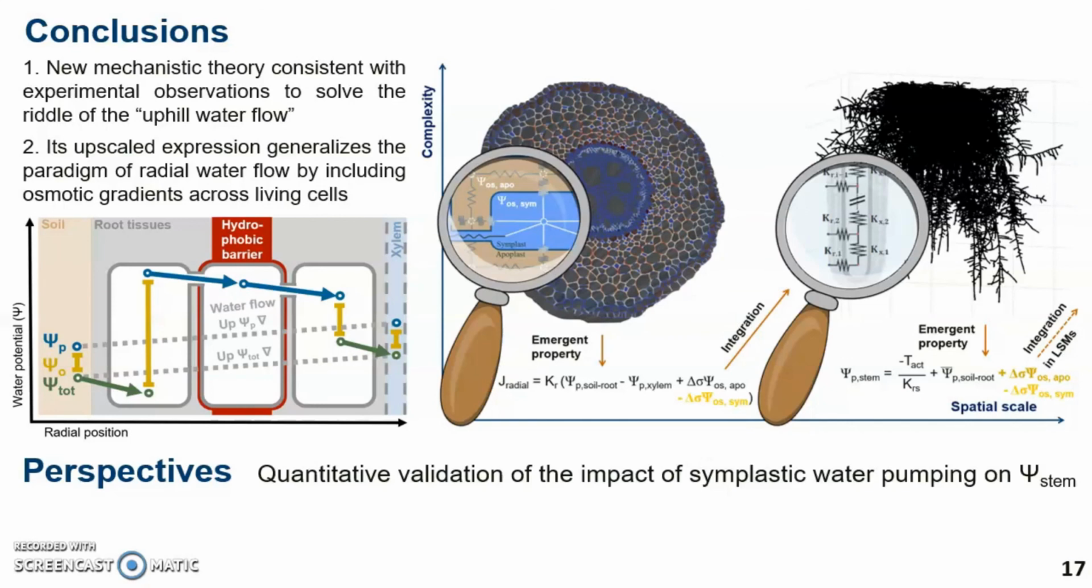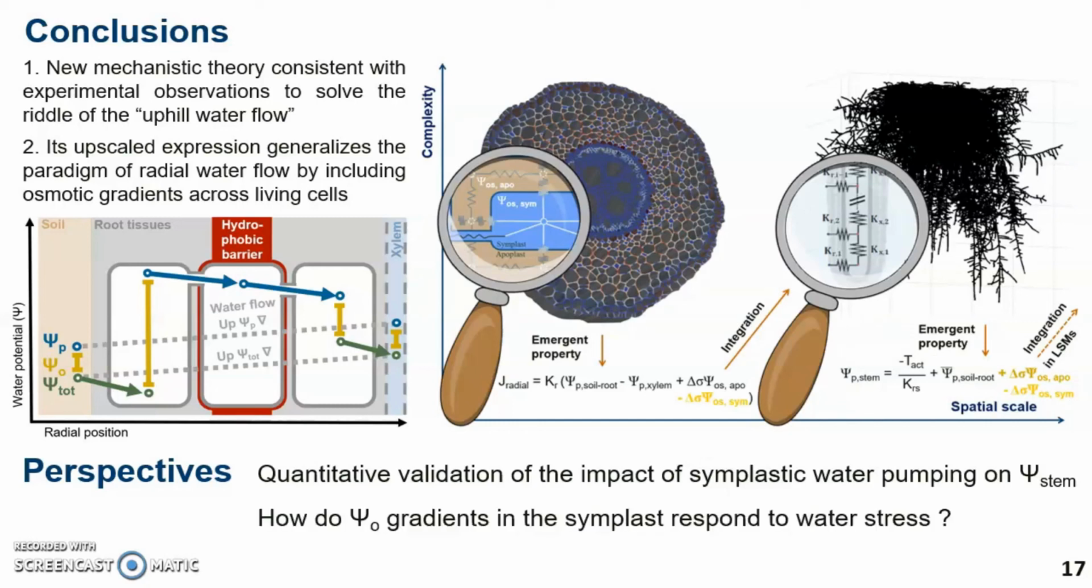Among the next important steps come the quantitative validation of the impact of the water pump on stem water potential. Our first estimations suggest 0.2 to 0.4 megapascals difference in maize, yet further experimental verification will be required, for instance by monitoring soil and plant water status with in situ psychrometers, as well as cell-scale osmotic mapping with cutting-edge microspectroscopy techniques. Investigating if the water pumping mechanism plays a role in the avoidance of cavitation is another potentially important perspective.